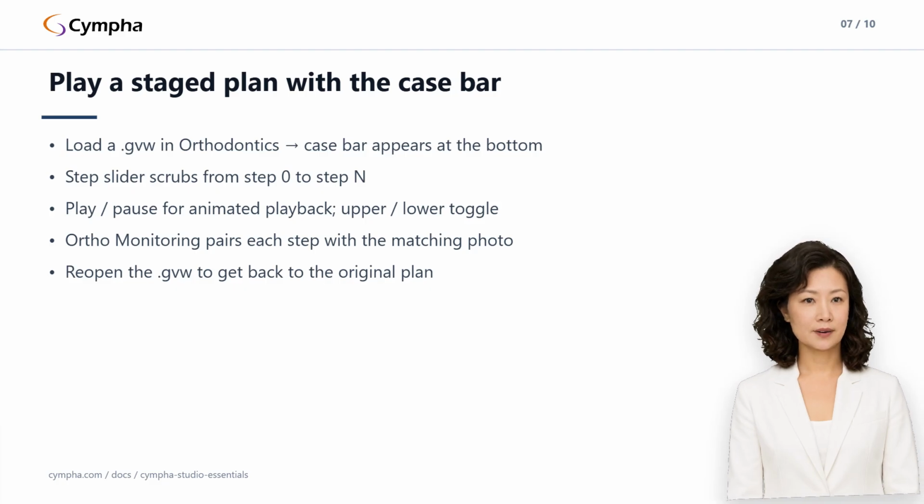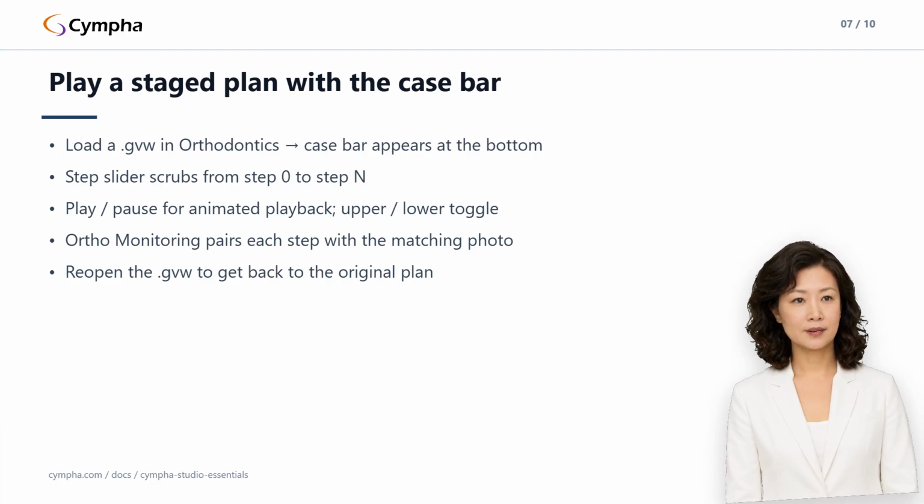Now the part patients and doctors love, playback. Load a plan review file in the orthodontics workspace, and the case bar appears along the bottom of the viewer. It has a step slider. Drag it to scrub through the staged plan from step 0, the initial position, to the final step. A step number readout with play and pause controls animates the whole treatment. And an upper-lower toggle lets you watch one jaw at a time.